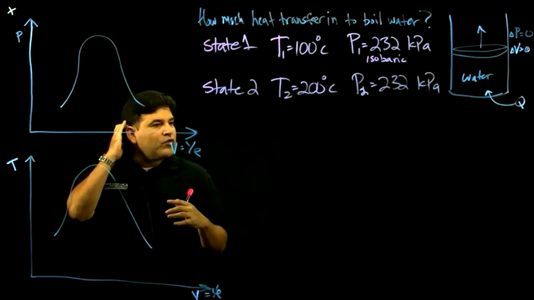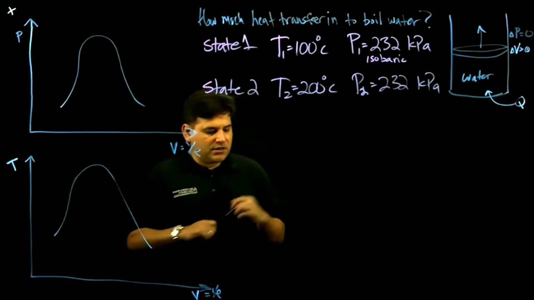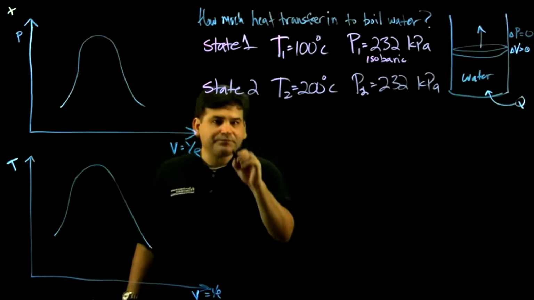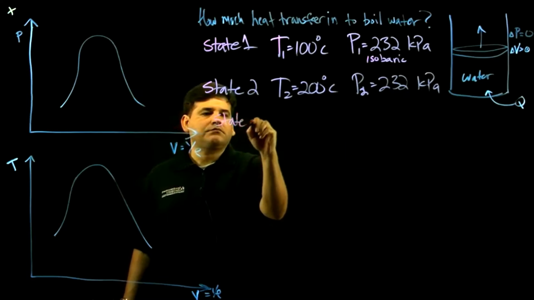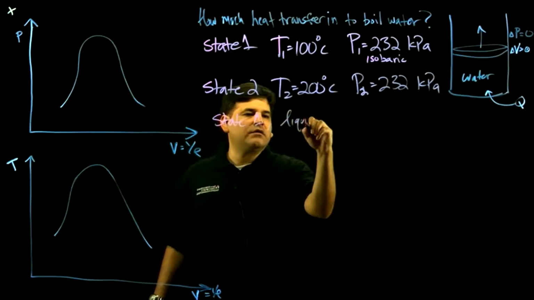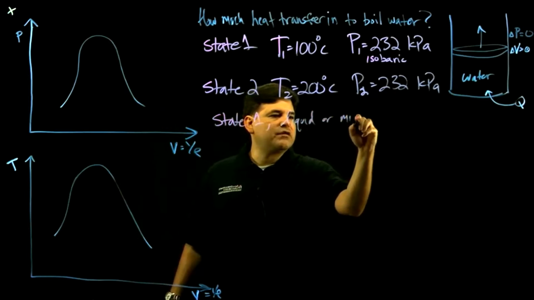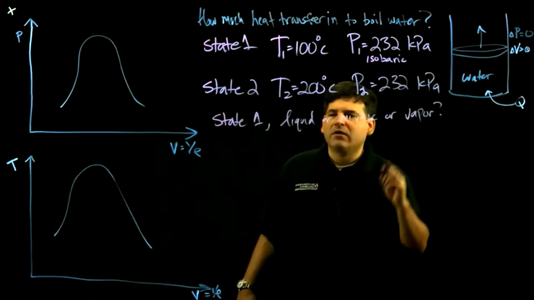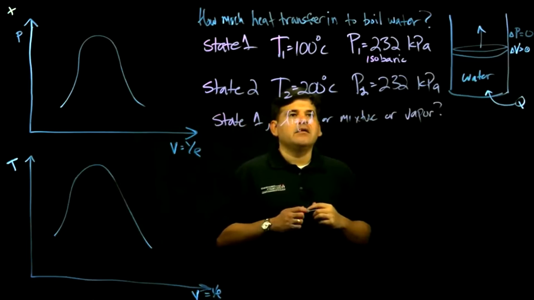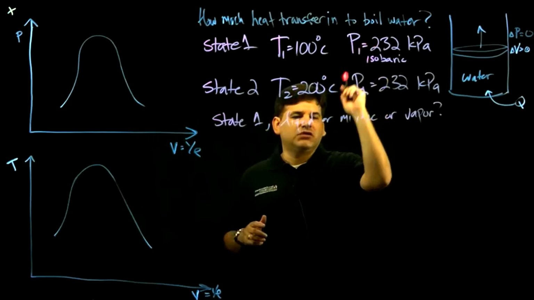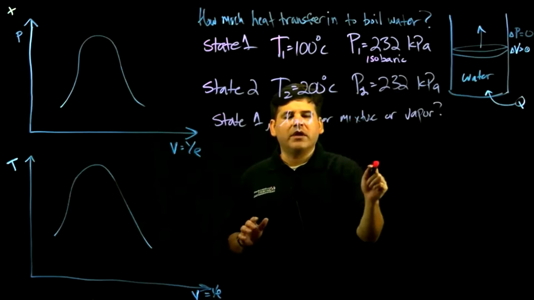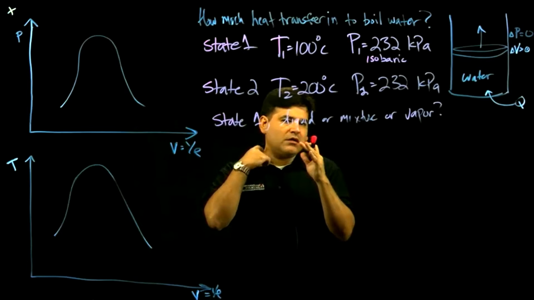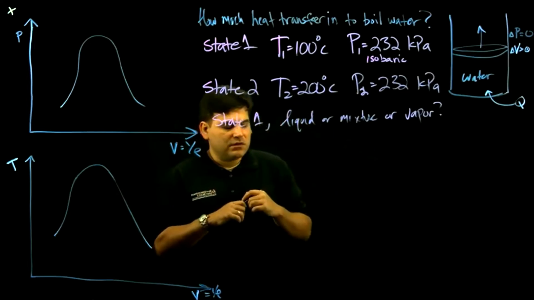So the fastest way to answer that question, the question being, is state one liquid or mixture or vapor? How do we answer that question? We compare the state that we are at to the mixture region and go from there. That'll tell us whether, relative to the mixture, we really are liquid or vapor. How do we do that comparison?